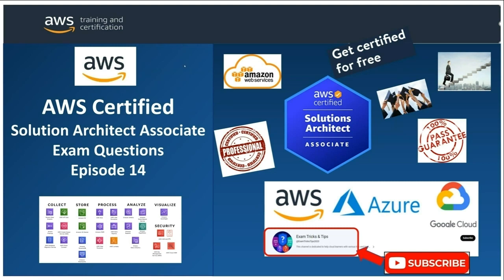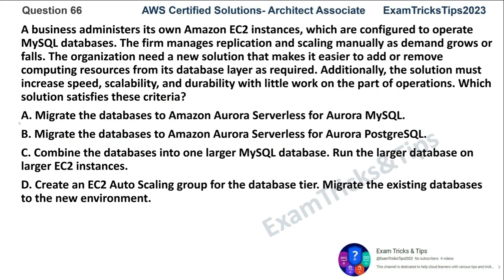Let's get started. A business administers its own Amazon EC2 instances, which are configured to operate MySQL databases. The firm manages replication and scaling manually as demand grows or falls. The organization needs a new solution that makes it easier to add or remove computing resources from its database layer as required. Additionally, the solution must increase speed, scalability, and durability with little work on the part of operations. Which solution satisfies these criteria?